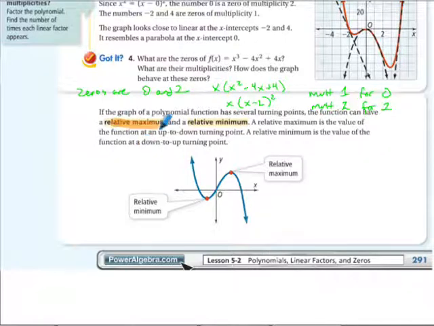We have these relative maximums and relative minimums. If the graph of a polynomial function has several turning points, it can have relative maximums. So it's not going to have a max because this goes forever up and forever down. But based on its turning points, it can have a relative max or a relative min, depending on where the turns are. Okay.